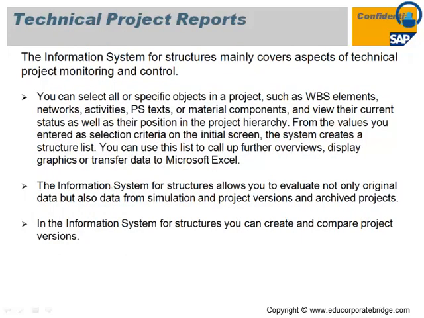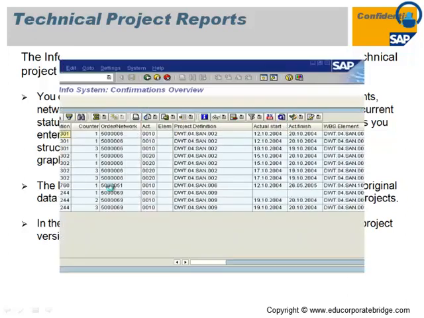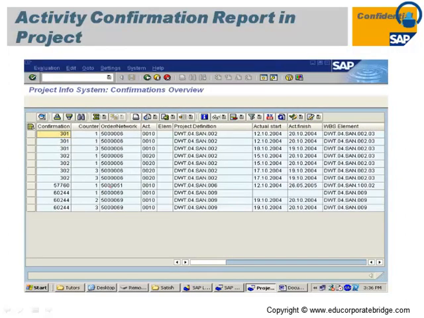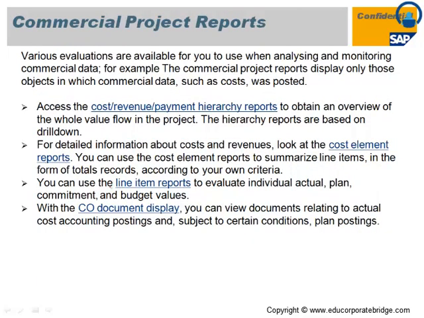There are the technical project reports, where you can find your network activity, material components, and hierarchy, and you can transfer the data into Microsoft Excel. So this is the activity confirmation report in the project system module. It shows what my confirmation is, what my network is, what my activity is, what the project definition is, what my actual start date and actual finish date are against plan start date and plan finish date. You can see the WBS element in the confirmation overview.